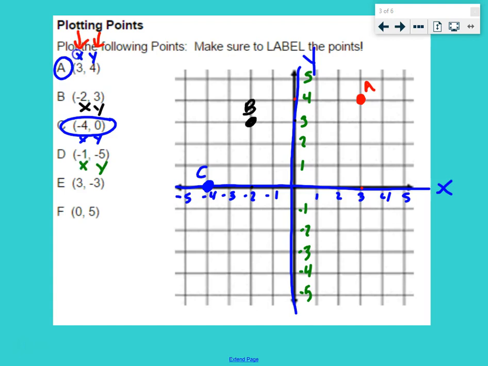Point D, x, y. We have x is negative 1, y is negative 5. Find where they meet. Right there. E is (3, -3). So right 3, down 3. And last point, F, (0, 5). When you have 0 for x, that means you don't have to move left or right. You're right here at the middle at that origin. And then you go up 5 to y, and we get point F.